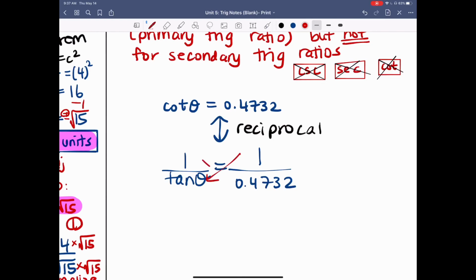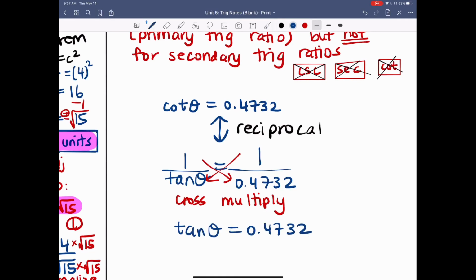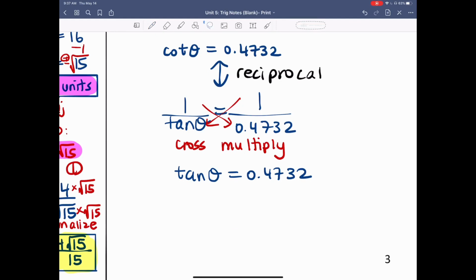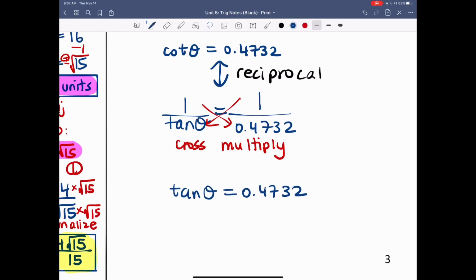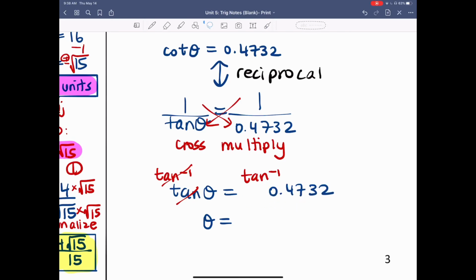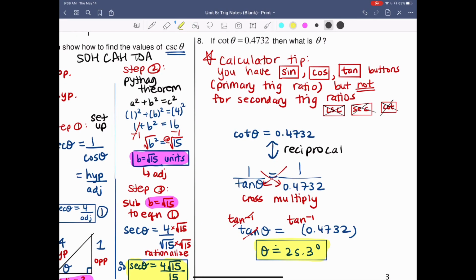At this point, I want to get tan theta by itself. Well, the easiest way is if we cross multiply, you get tan theta is equal to 1 over 0.4732. At this point, you want to get the theta by itself. And how are you going to do that? To get rid of the tan, you're going to take the inverse of tan to cancel these out, and you're going to get theta is equal to tan inverse of 1 over 0.4732, and you're going to get 25.3 degrees approximately. And that is our final answer.